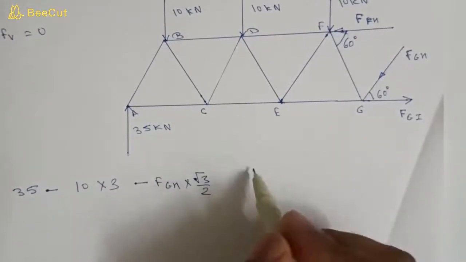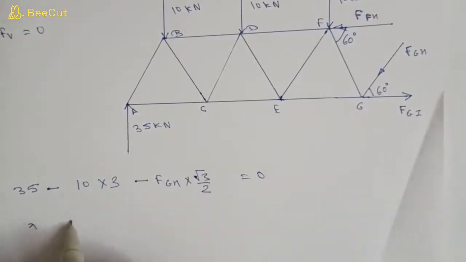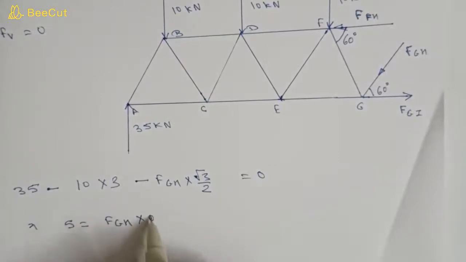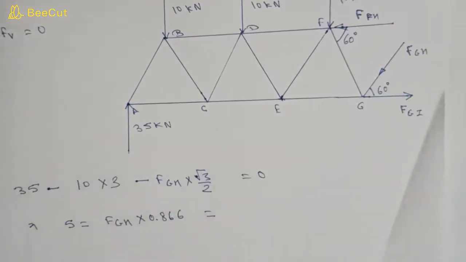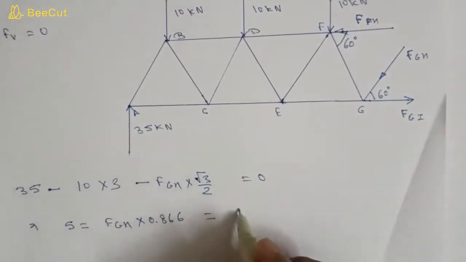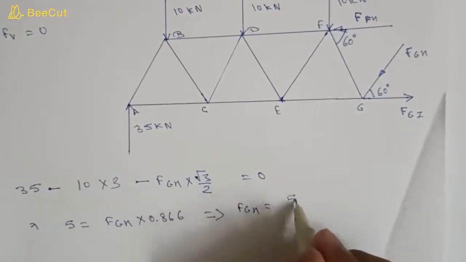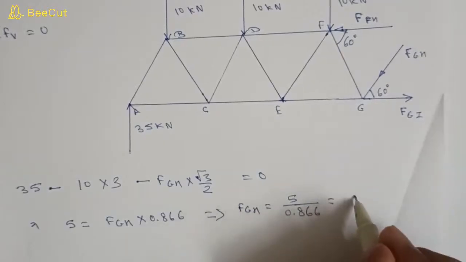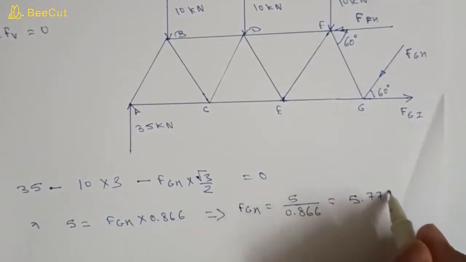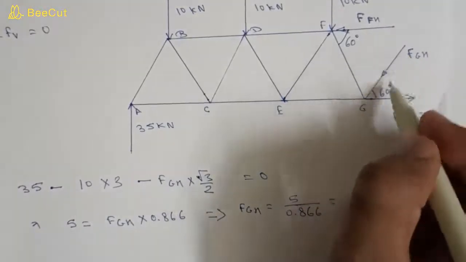Okay, so this is equal to 0. So we will find 5 is equal to FGH into 0.866. Value of root 3 by 2 is 0.866. So we will get FGH is equal to 5 upon 0.866. If we divide this, then you will get 5.7735 kilonewton. So this is coming positive, so our direction is okay.